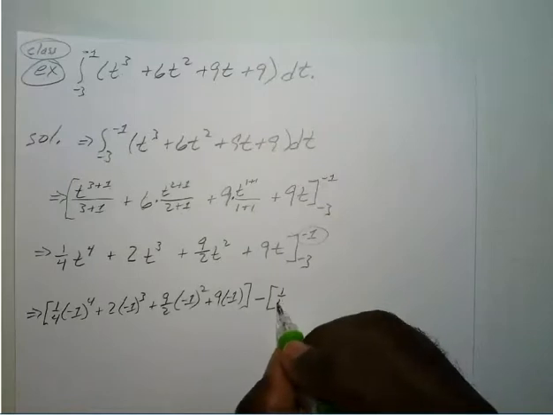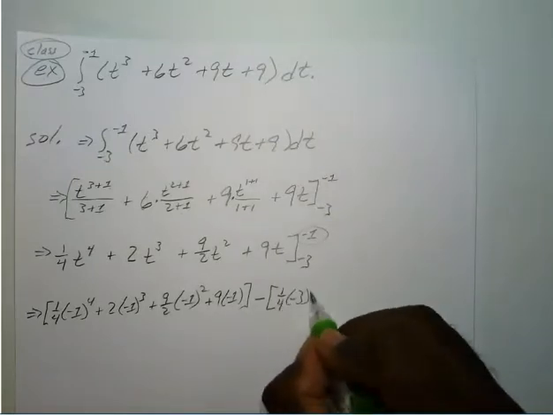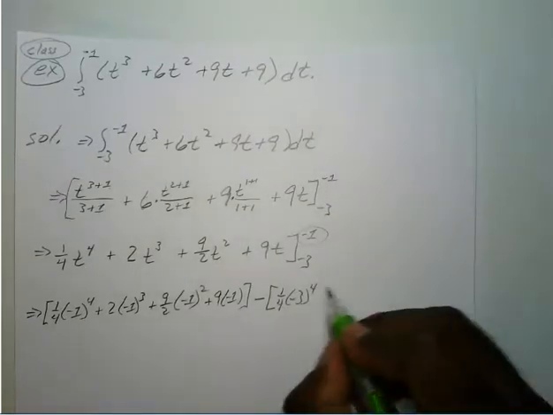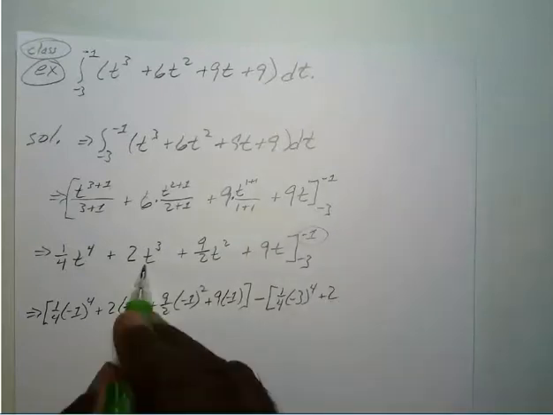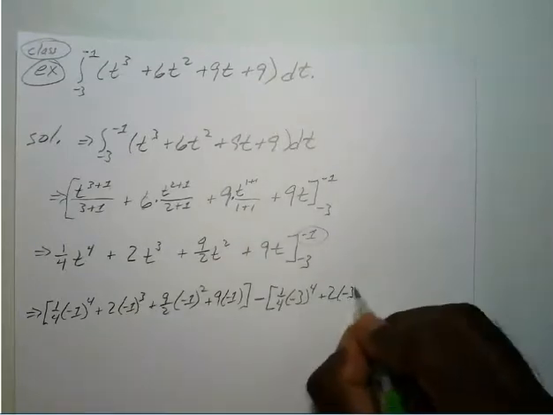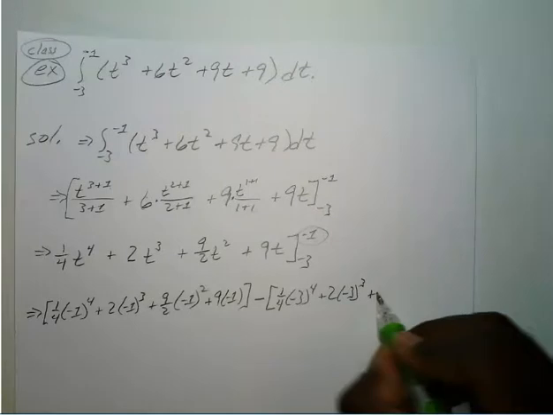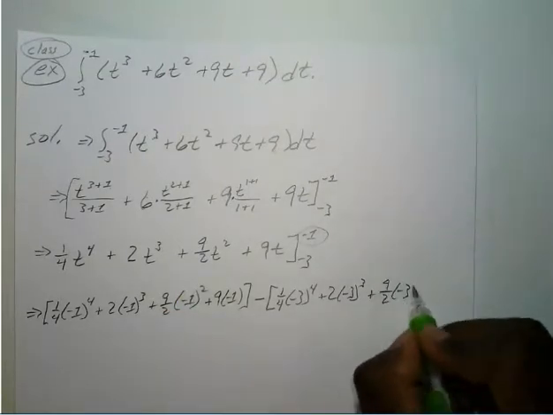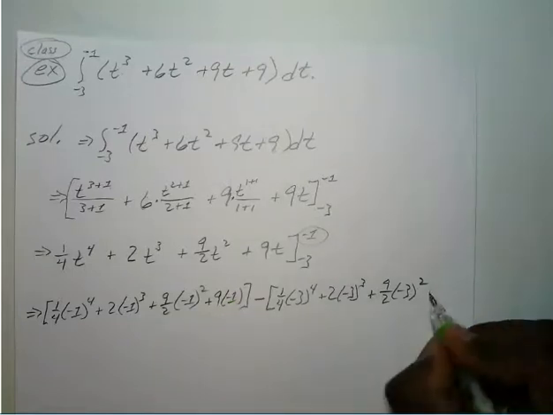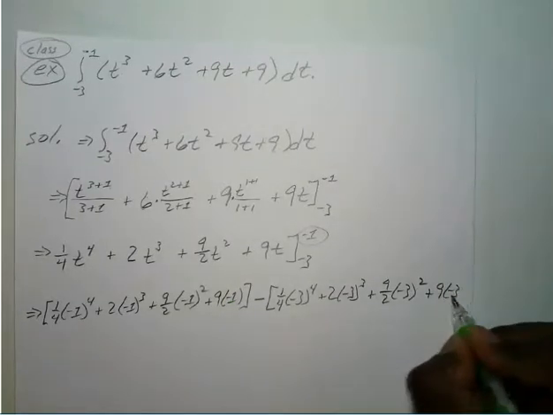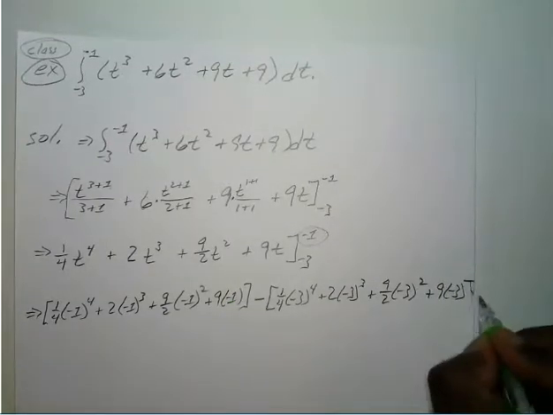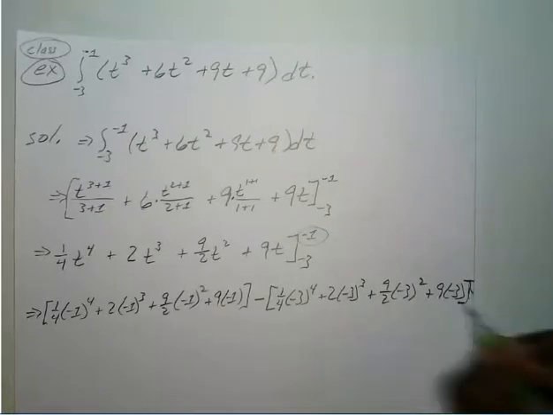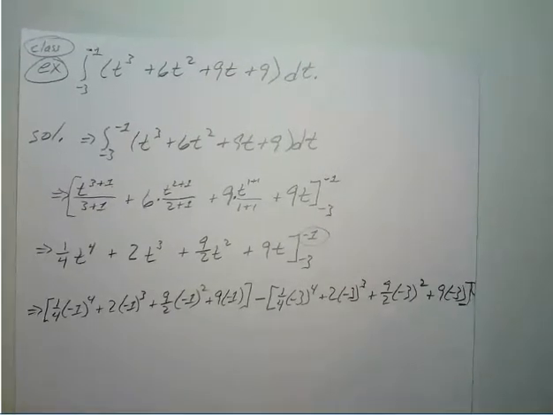Okay, so you have 1 over 4 times -3 to the fourth plus 2 times -3 to the third plus 9 over 2 times -3 squared plus 9 times -3. Uh-oh, almost ran out of room here. There we go. That's better.